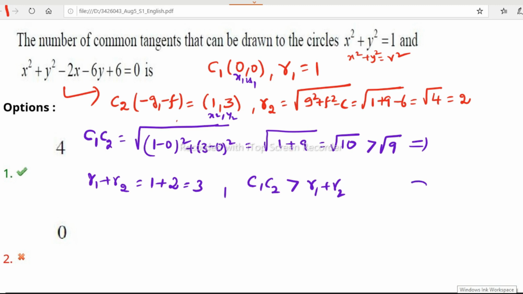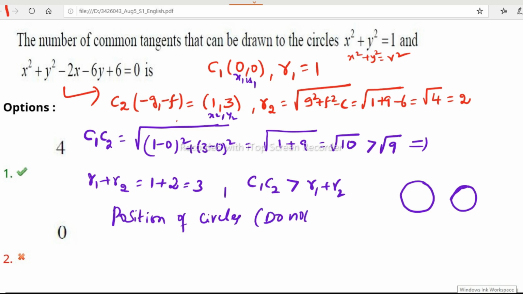What will the position of the circles be? The circles do not intersect; they are separated by some distance. How many possible tangents are there in this case? There are 4 possible common tangents. So the position of the circles is that they do not intersect, therefore the number of common tangents is 4. That is clearly the first option, right?